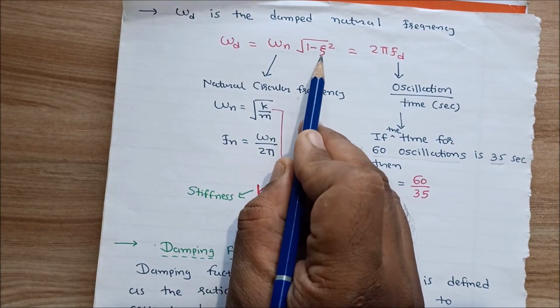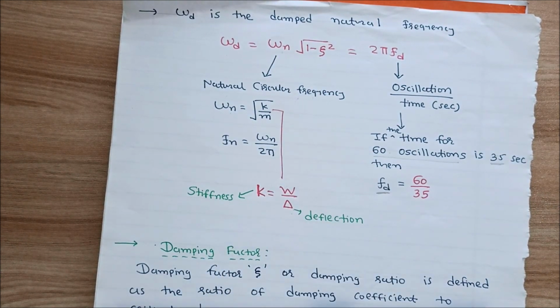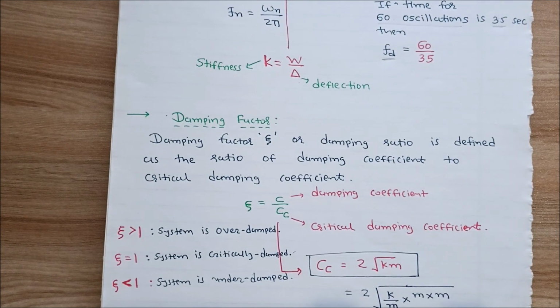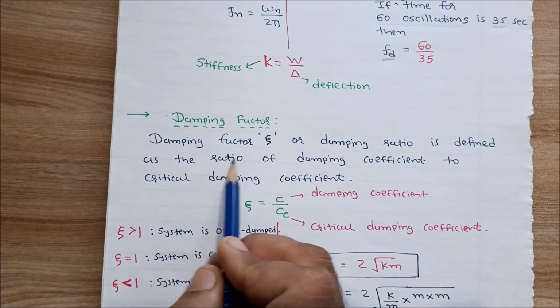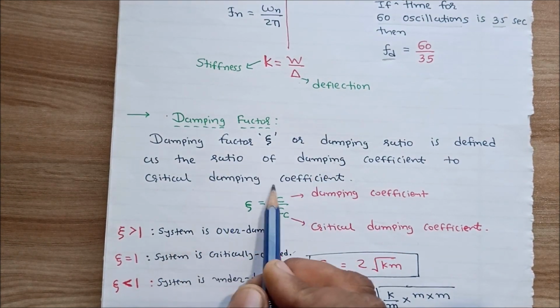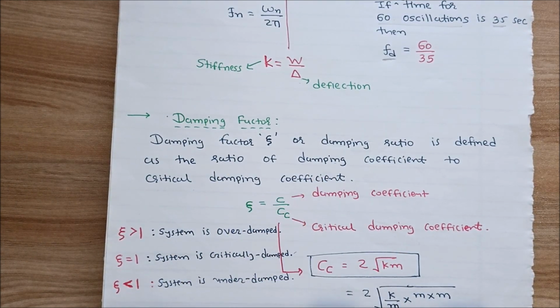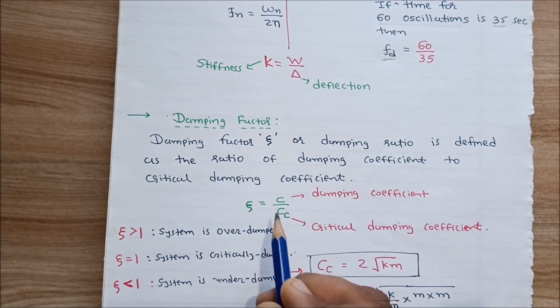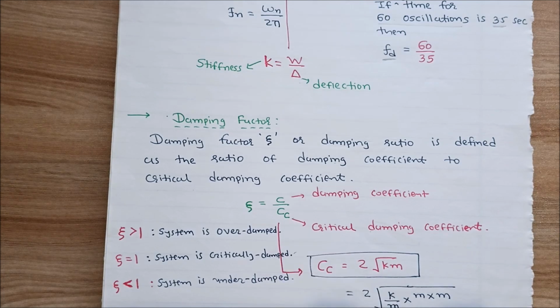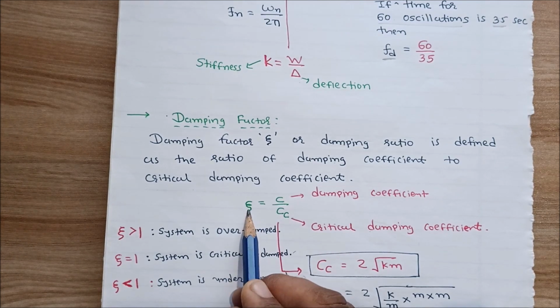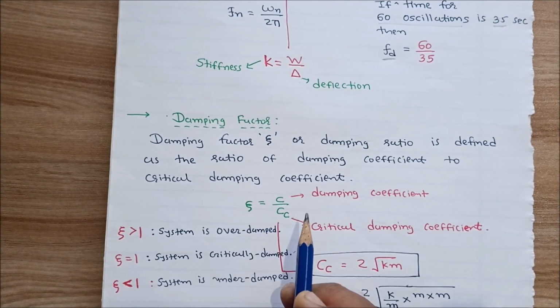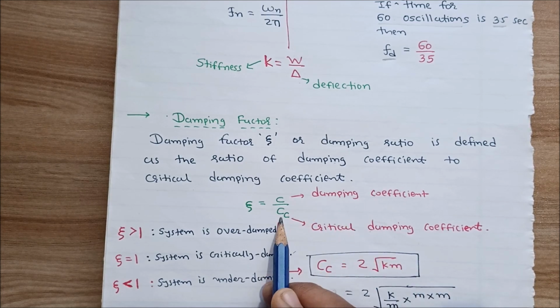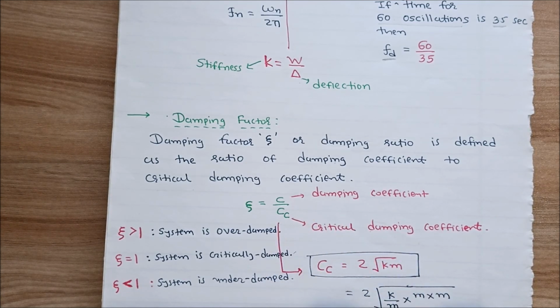Next, you can find xi, the damping factor. And how can we find the damping factor? The damping factor is the ratio of the damping coefficient to the critical damping coefficient. The damping coefficient symbol is C, and the critical damping coefficient symbol is Cc. So xi is equal to C divided by Cc, where C is the damping coefficient and Cc is the critical damping coefficient.